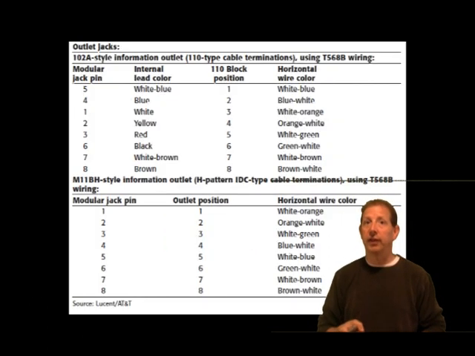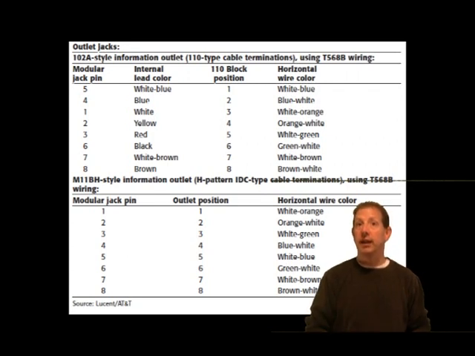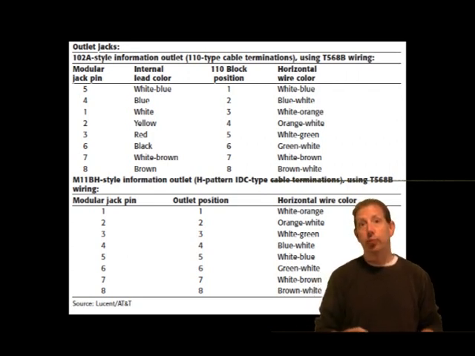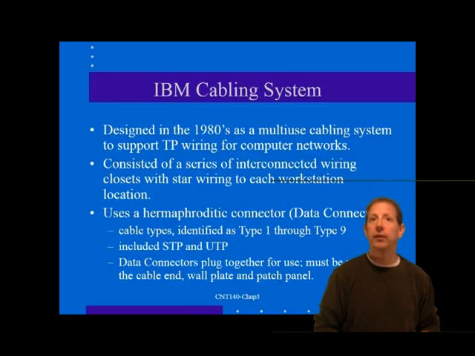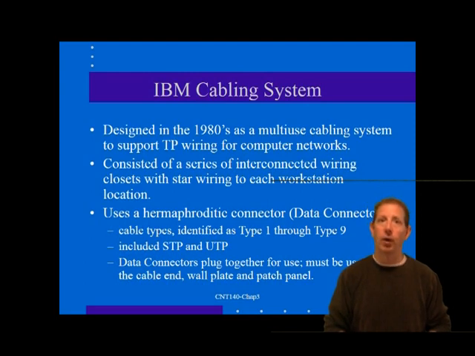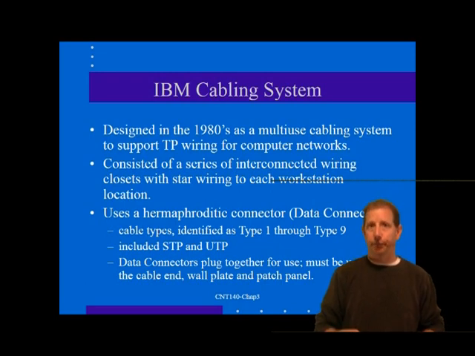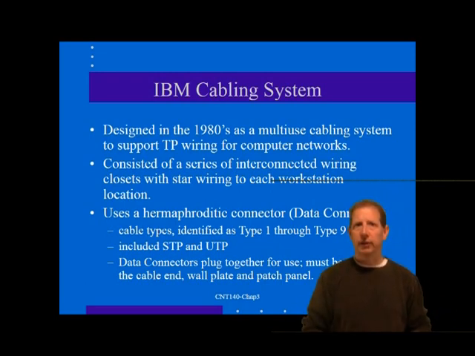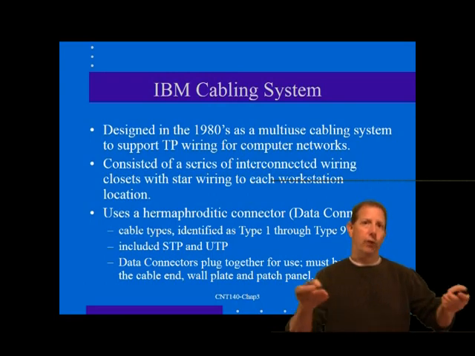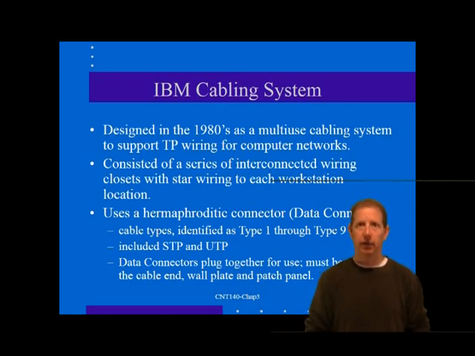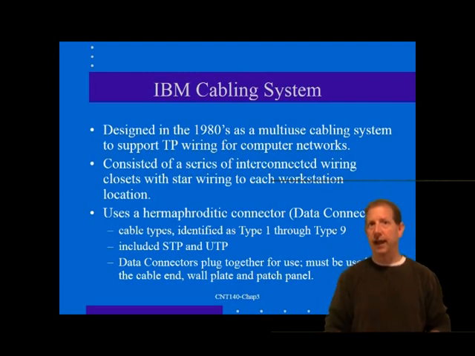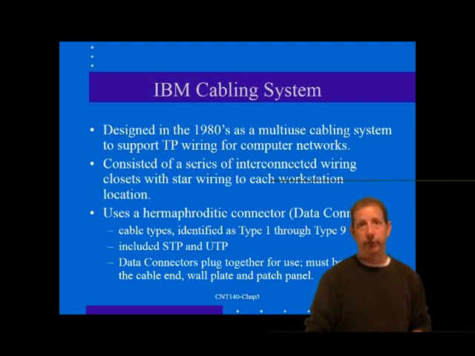An earlier Western Electric plan, referred to as distributed inside wire, was a logical precursor to both PDS and the EIA-TIA systems. In the 1980s, the IBM Corporation designed a multi-use cabling system to support the rapid introduction of twisted pair wiring for computer networks. The cabling system uses a unique connector called the data connector, or hermaphroditic connector, and several types of cable are identified by a simple numbering system.